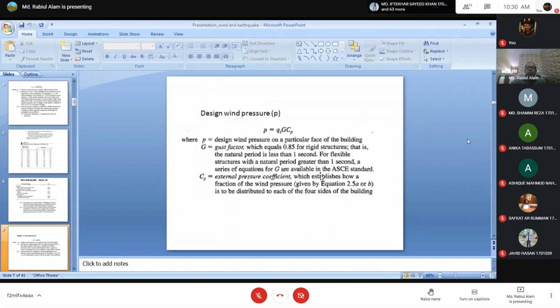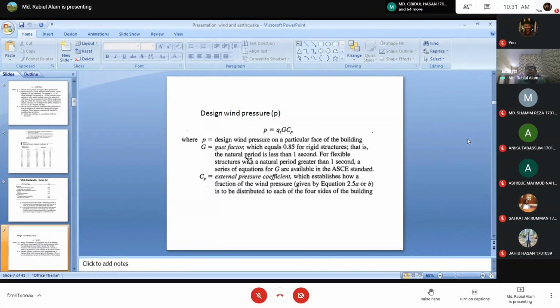So also, when the natural period of the structure is greater than 1, in that case your gust factor G has to be calculated by equations. Those equations are given in the ASCE standard. Also in our BNBC there are some equations. You can use those equations for calculating the gust factor. Most wind has gust.